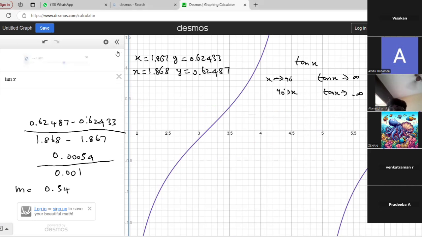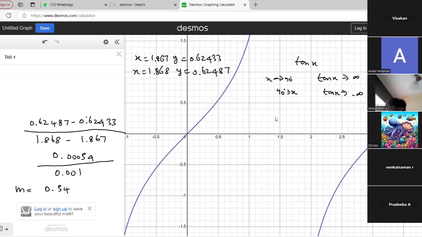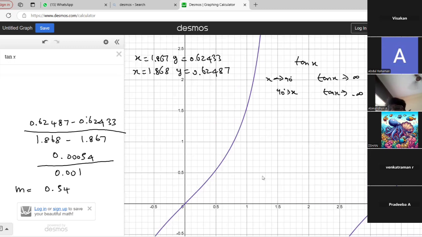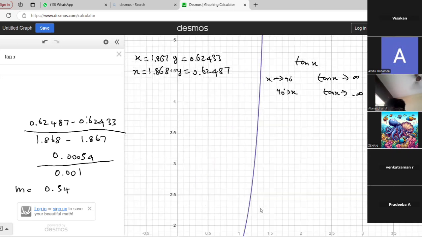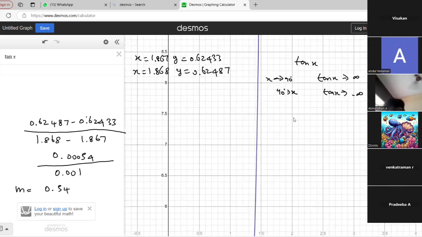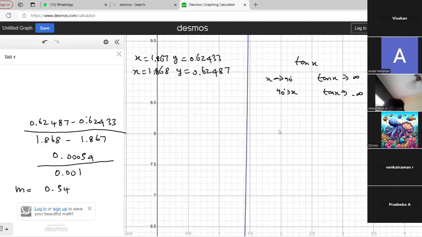I'll show you. Can you see the tan x graph? This is the tan x graph. We know every trigonometric function is periodic. 90 degree, if I write in radians, is nothing but pi by 2. Pi by 2 means 3.14 divided by 2, so 1.57. Close to 1.57, you can notice the value of the tan x graph is getting asymptotically closer to that line of 1.57, but it will never touch. We'll say it'll touch at infinity, it will never touch.